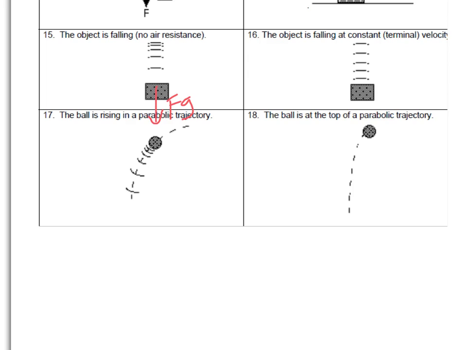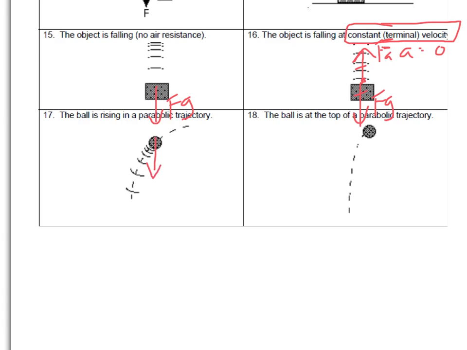16, the object is falling at constant or terminal velocity. So here, there's going to be gravity, right? But you know that because it's falling at a constant velocity, that's the magic word, that means that the acceleration has to be 0. So there has to be an air resistance force pushing back up, and that has to be equal to gravity.